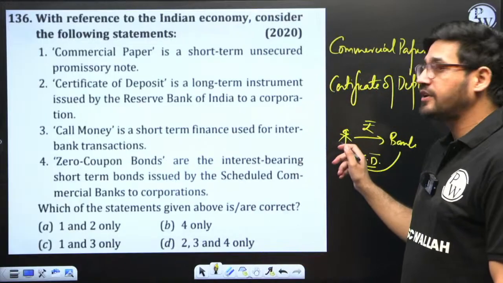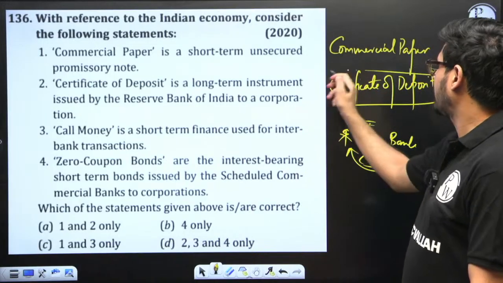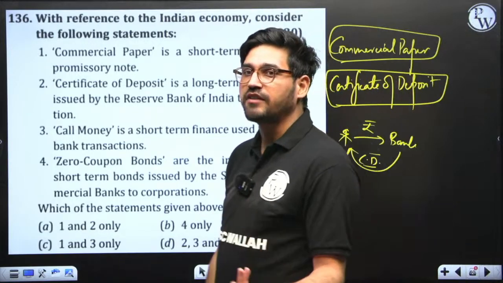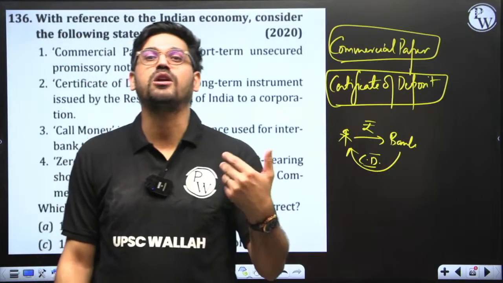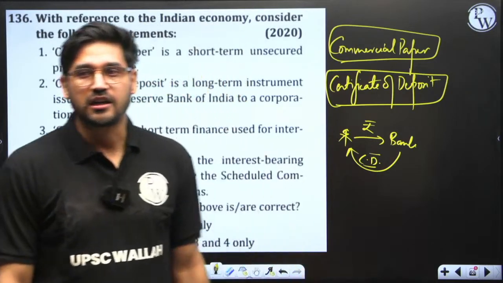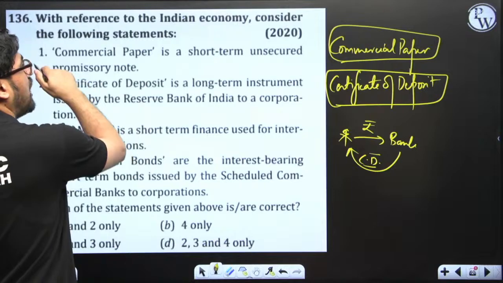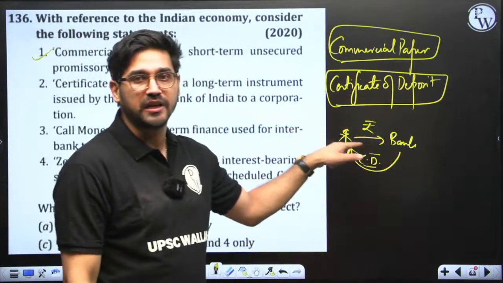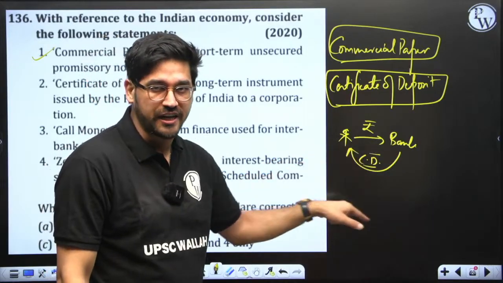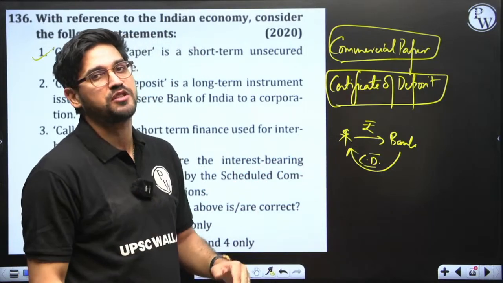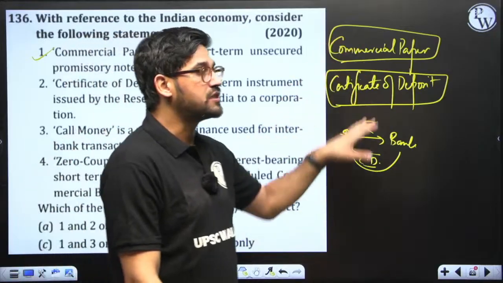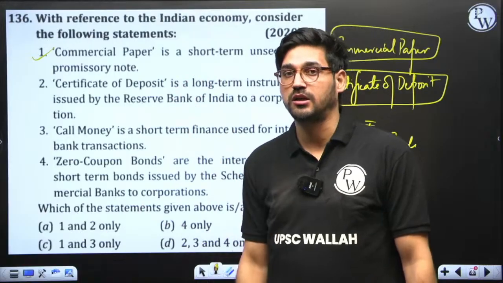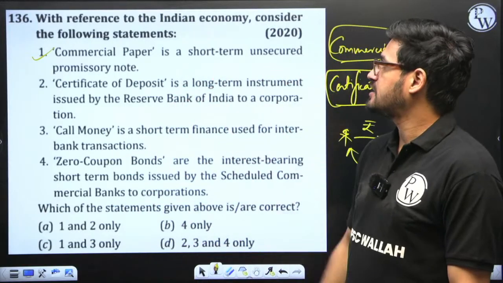Now, if the same mechanism is being adopted by a company, then the certificate of deposit is going to be called a commercial paper. A commercial paper is a short-term unsecured promissory note. That means the company is going to take money from you and in exchange is going to give you a promissory note, which is going to be called a commercial paper. Since both of them are money market instruments, quite obviously both of them are short-term. So is commercial paper a short-term unsecured promissory note?